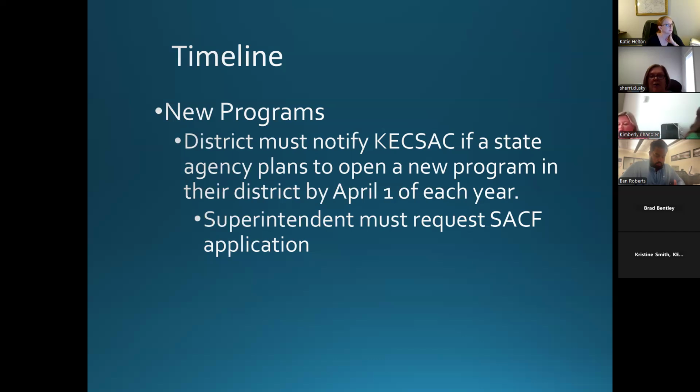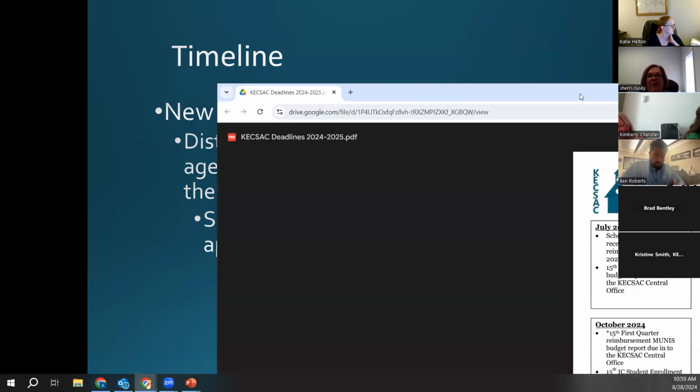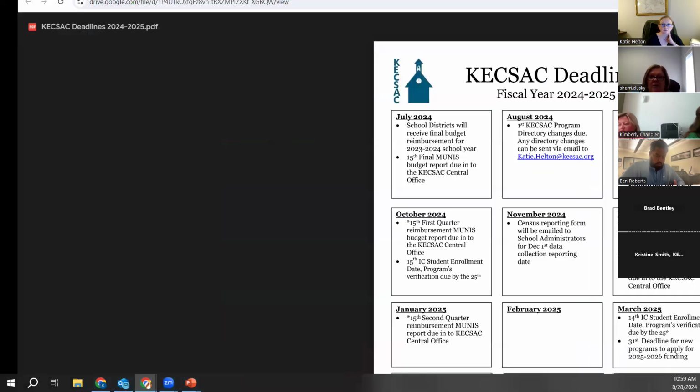At the end are all the different timelines for KECSAC, because we have a few, and you'll see it right there. If you don't have a copy of this, please email me and I'll make sure you get a copy. It's also on our website, and she'll have a link to it. That just gives you a quick snapshot.